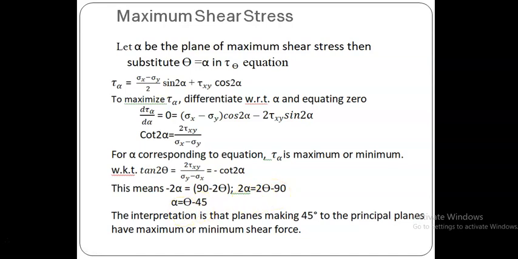So the interpretation is that planes making 45 degrees to the principal plane have maximum or minimum shear stress. So where does the maximum shear stress plane occur? The planes making 45 degrees to the principal plane have maximum or minimum shear stress.